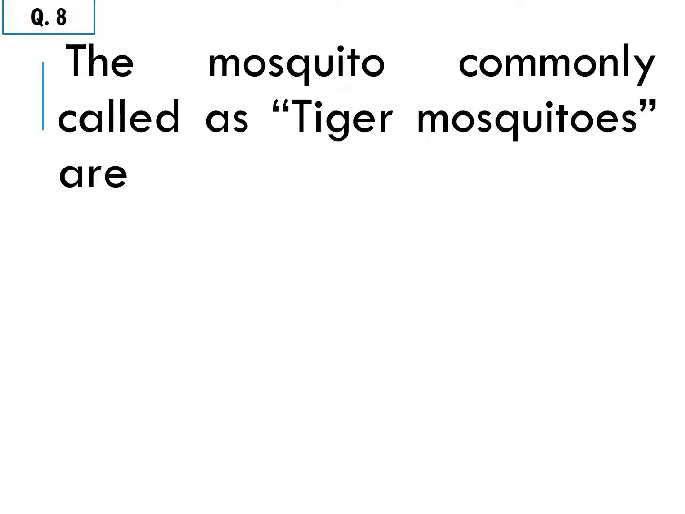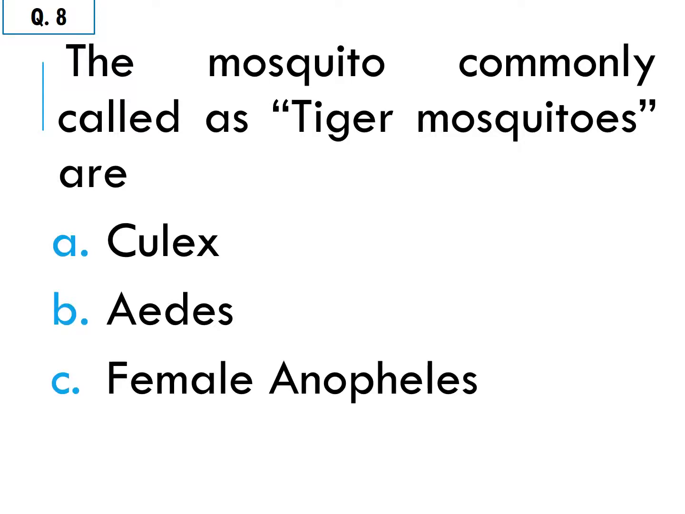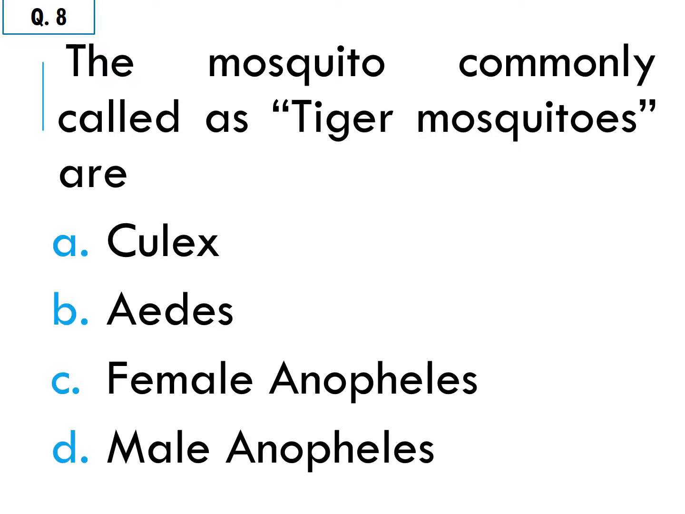Number 8. The mosquitoes commonly called as tiger mosquitoes are, options are Culex mosquito, Aedes mosquito, female Anopheles and the male Anopheles mosquitoes. And the answer is option B, Aedes aegypti. Aedes mosquitoes are also called as tiger mosquitoes because of tiger shaped appearance on their body.